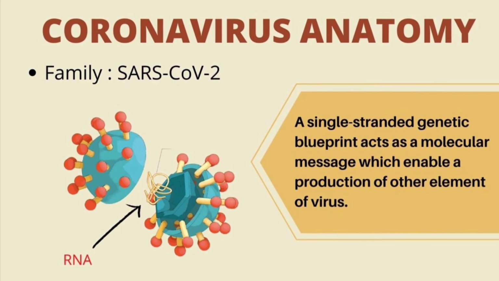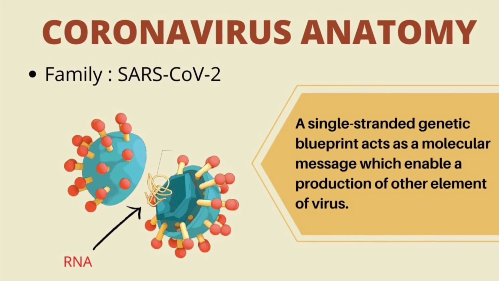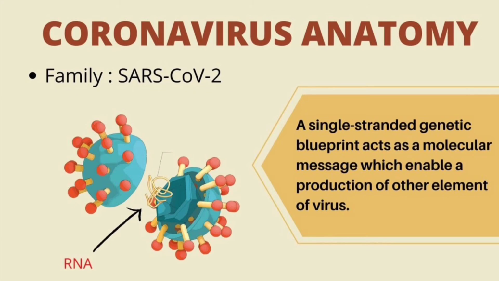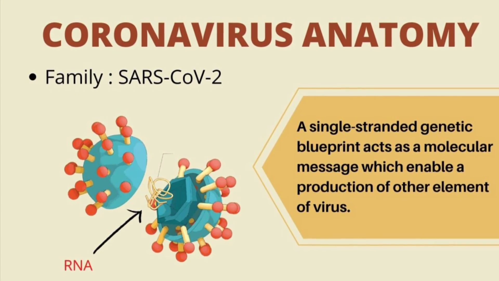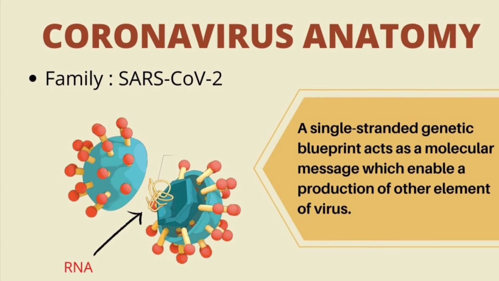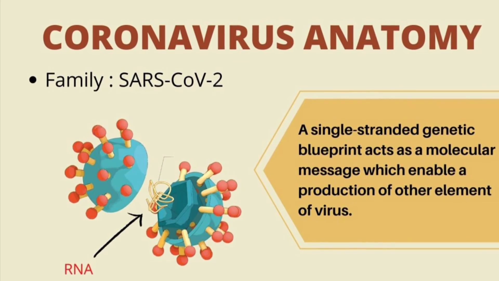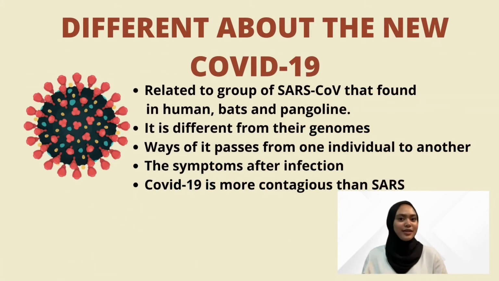Coronavirus contains a genetic blueprint called RNA, similar to DNA. RNA is a single-stranded genetic blueprint that acts as a molecular message which enables the production of other elements of the virus. The new SARS-CoV-2 is more closely related to a group of SARS-CoV found in humans, bats, pangolins and civets. Even though there are many similarities between the new COVID-19 and the virus that caused the SARS epidemic, there are also differences resulting from changes in their genomes.